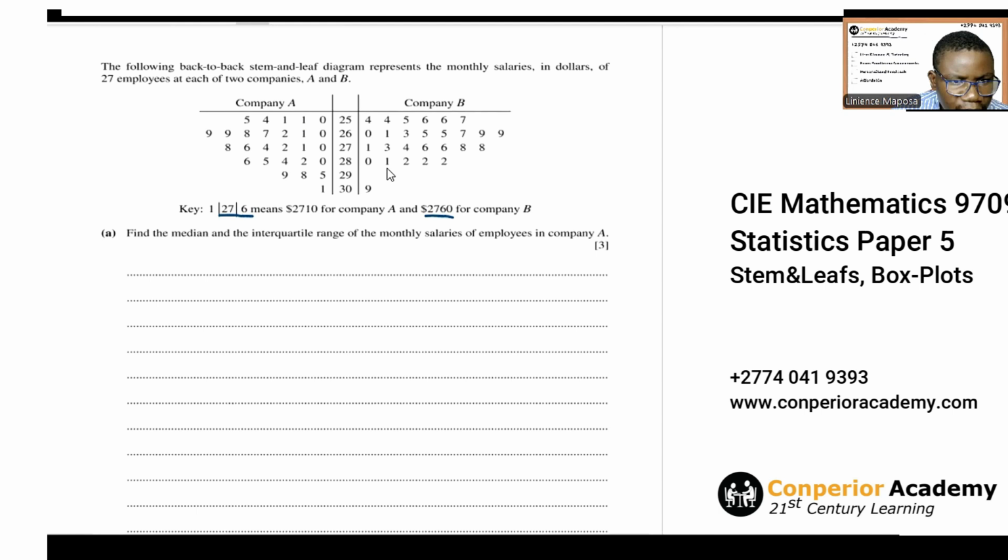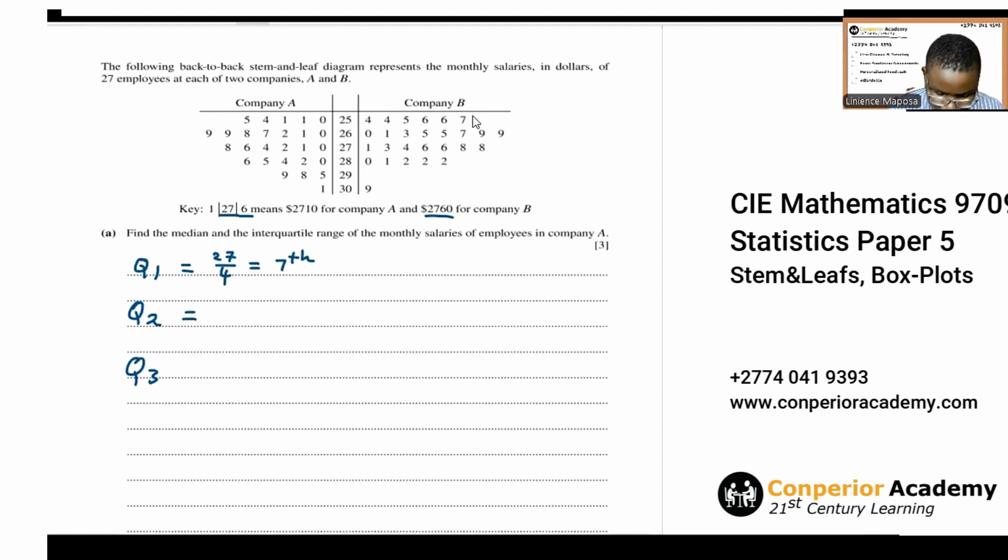They say find the median and the interquartile range of the monthly salaries of employees in company A. So we just focus on the left side of the stem and leaf, but I need Q1, Q2, and Q3. Remember, Q1 is a quarter of 27. So 27 divided by 4 is equal to 6.75, which will be the seventh value. We take the next value if we have a decimal.